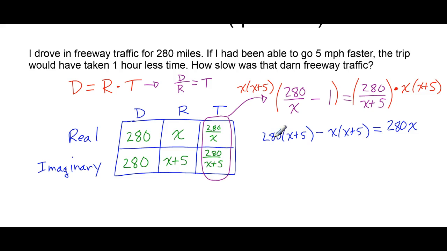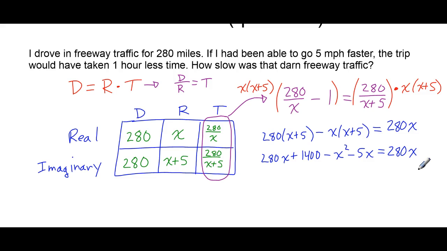Do your distribution. Distribute in the 280 to this first set of parentheses. Let's see, 280 times 5. I don't know what that is. Let me get my calculator, just like everybody should. That's 1400. Here we're going to distribute in a negative x squared minus 5x. Aha, x squared. There's where this thing becomes a quadratic equation. And as soon as I see that x squared in there, and I know it's a quadratic equation, I have a new goal now. My goal now is to get everything shoved over to one side of the equation and factor. And if it doesn't factor, I'll use the quadratic formula.